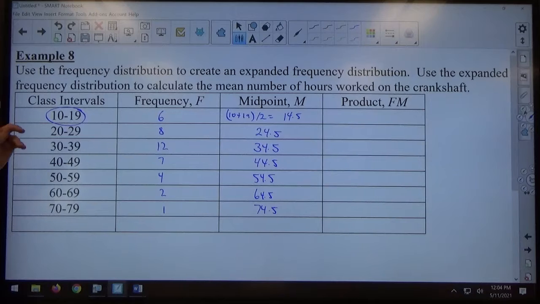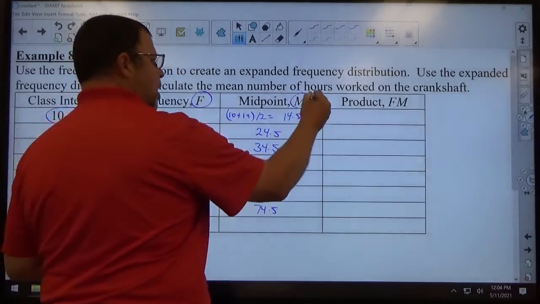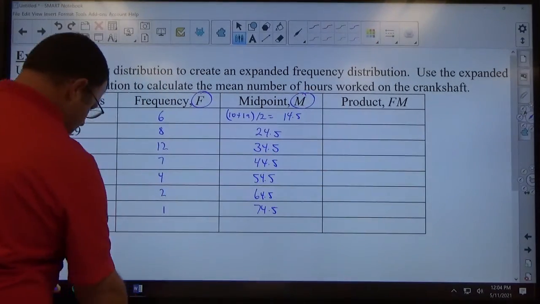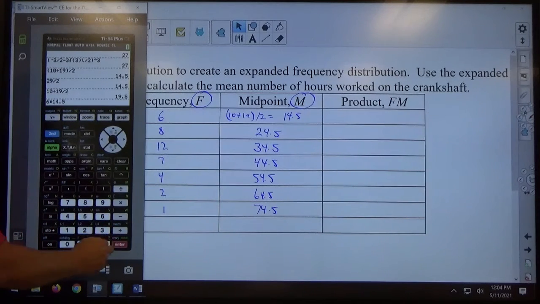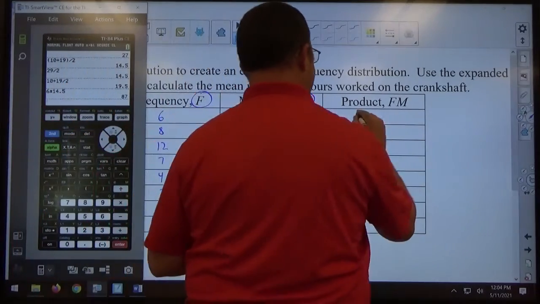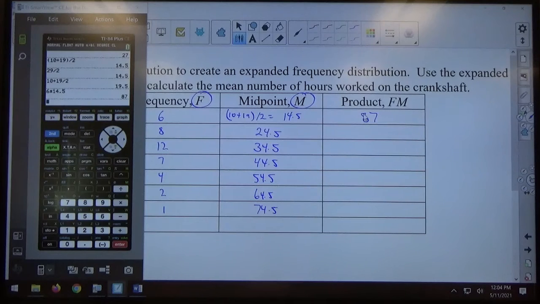For the product, it's just F times M. So F is this column, M is this column. To get the product, I'm just going to take this number times that number. All right, so get a calculator and we type in 6 times 14.5. And the number in the 10 to 19 row is around 87. This is not exact, it's close. That's what we're looking for, is closeness. And we have a large set of data. We don't want to find the sum of 8,000 numbers, right?